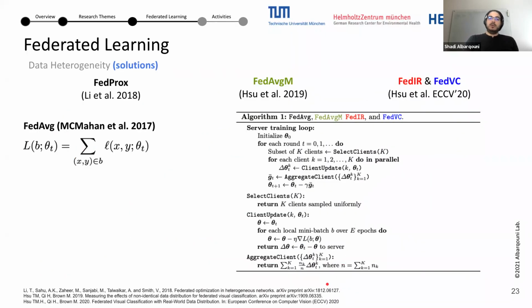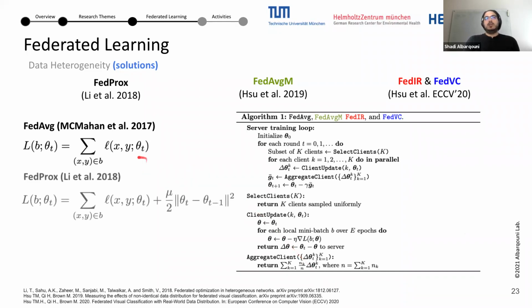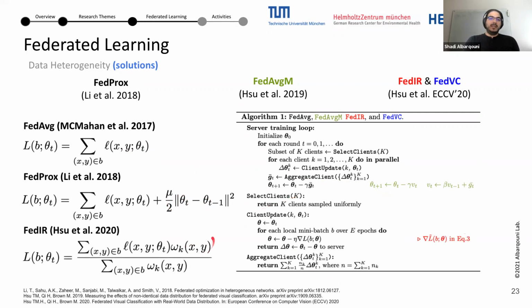And of course, many solutions have been proposed since then, tackling this problem by either adding a regularization term to the FedAvg algorithm, or introducing momentum to keep the previous gradients or previous updates when we update the global model parameters, or by simply weighting the objective function with the class distribution to mitigate this non-IID challenge.